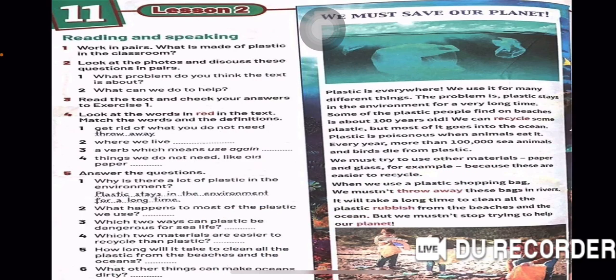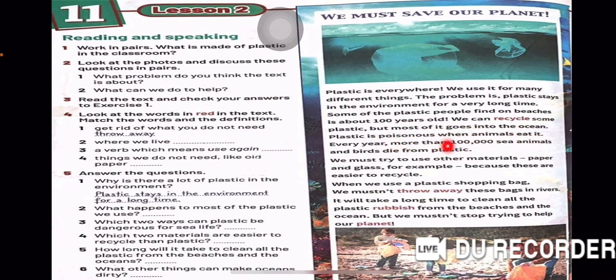Lesson 2. We must save our planet. Plastic is everywhere. We use it for many different things. The problem is plastic stays in the environment for a very long time. Some of the plastic people find on beaches is about 100 years old. We can recycle some plastic, but most of it goes into the ocean.